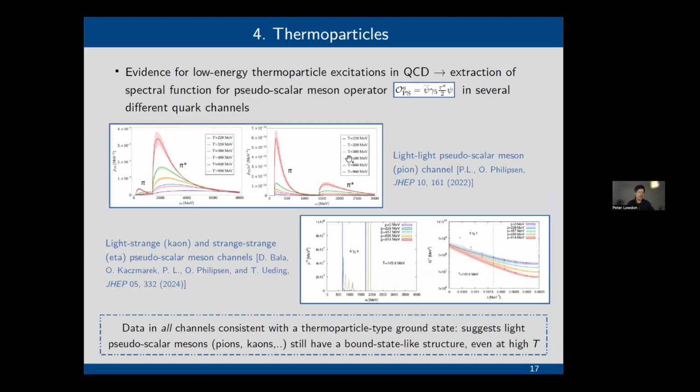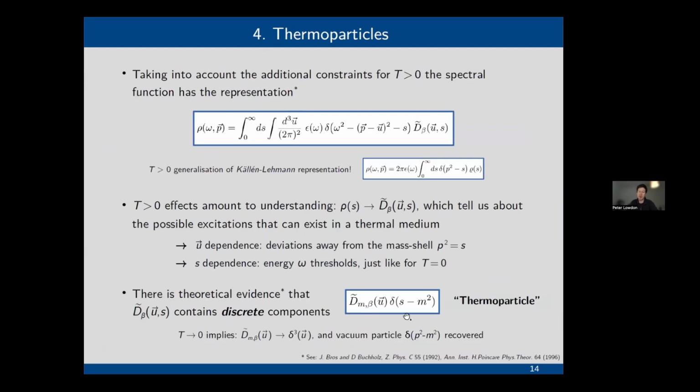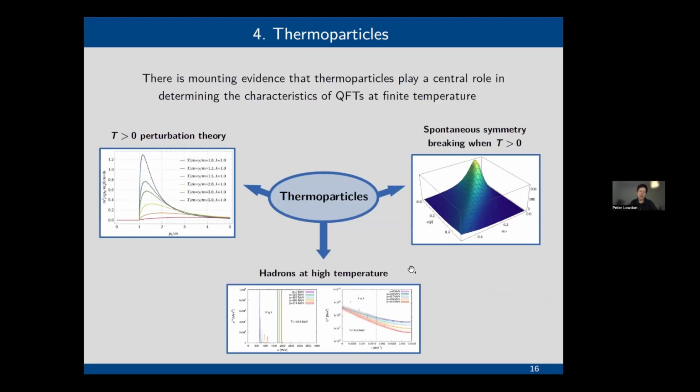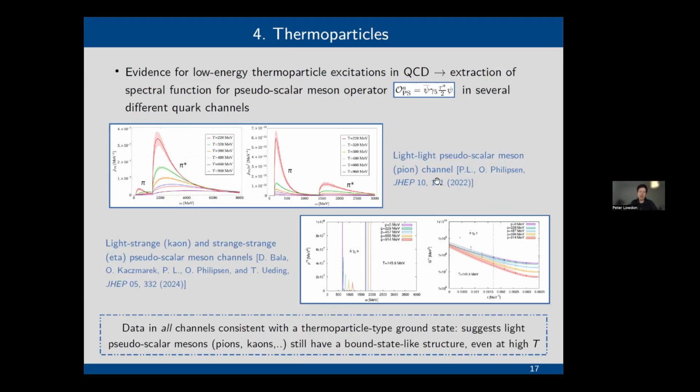So if we start with the QCD case, what this slide is saying is that we tried to look for thermoparticle states in lattice QCD data. In particular, we looked at light pseudoscalar mesons and asked the question, are these states consistent with being thermoparticles? Do they have this characteristic structure? Can we tell this from the lattice data? In this series of papers, first for pions and then for kaons and s-sbar states, we asked whether the lowest lying states in our spectral function are consistent with having this thermoparticle form.